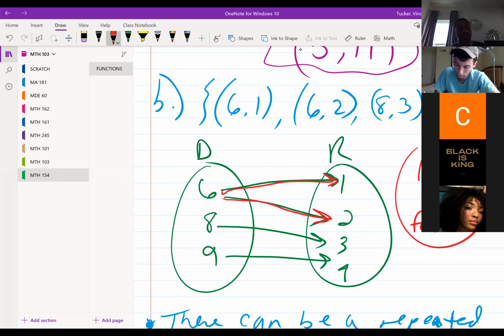So that's the difference between something being a function and not being a function, according to that definition that was given. Your domain cannot have more than one range value or range element attached to it.